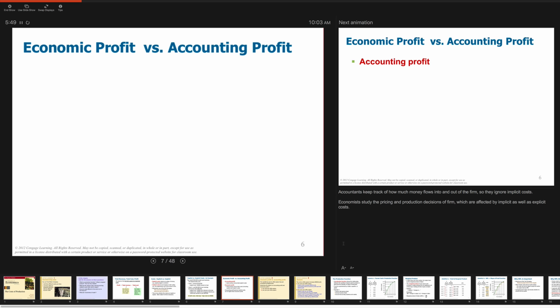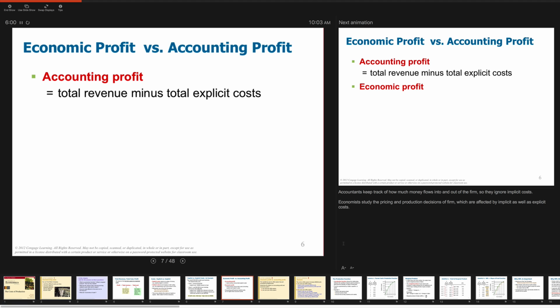Okay? There's economic profit and accounting profit. No throwing up either. Accounting profit is total revenue minus explicit costs, because accountants can only deal in tangible money. You have to have paid money out for an accountant to deal with it.